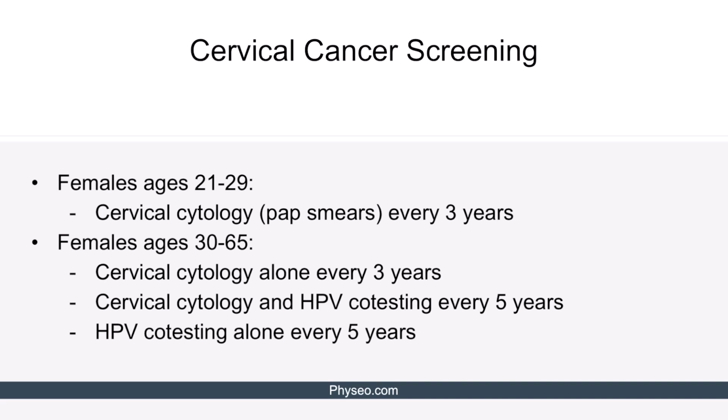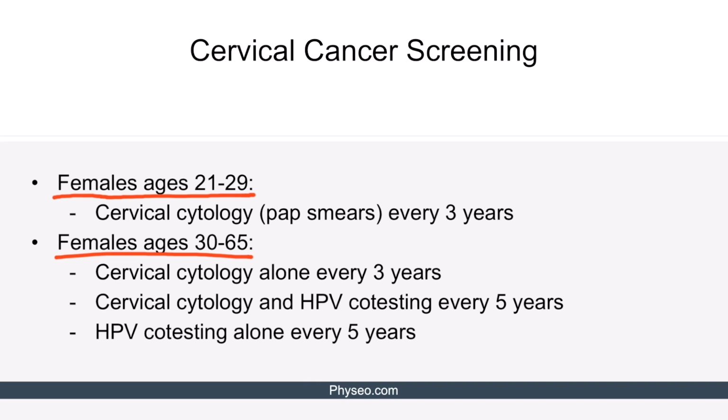Now let's move on to cervical cancer screening. This is generally indicated in all women ages 21 through 65. Now the key to remember about cervical cancer screening are the screening modality and the frequency of use. In females ages 21 through 29, screening is recommended with cervical cytology, that is pap smears, every 3 years, assuming the results of each pap smear have been normal. So pap smear every 3 years.